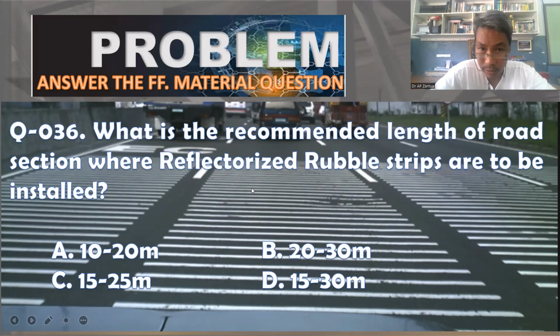So what you are seeing on your screen is what? White lines, which are actually what we call rumble strips. These are not just paint. Okay, these are rumble strips. So what is the recommended length of road section where rumble strips are to be installed? A, 10 to 20 meters, B, 20 to 30 meters, C, 15 to 20 meters, 25 meters, D, 15 to 30 meters.